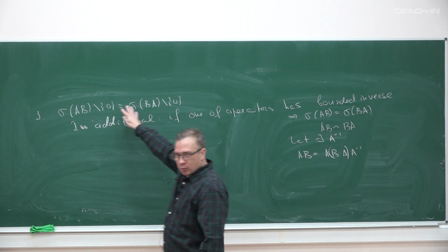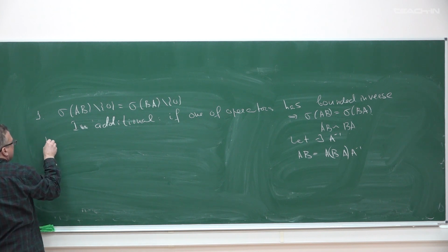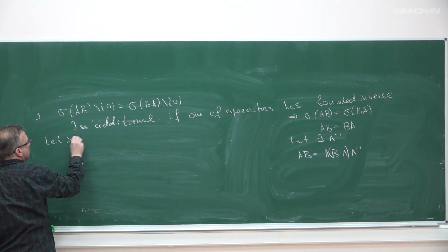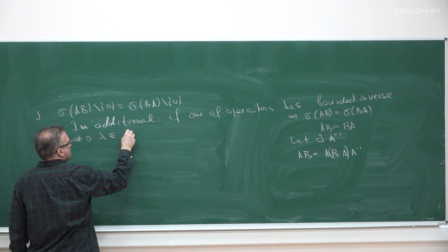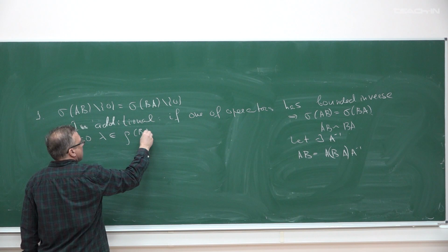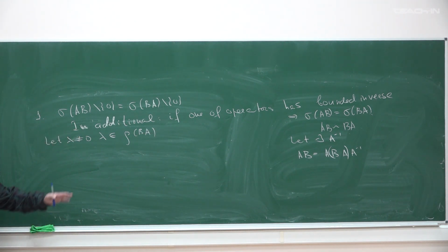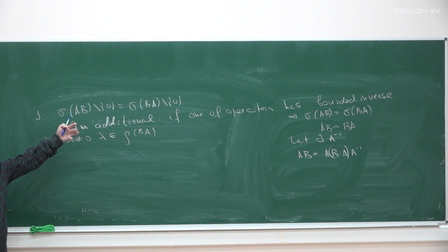But this is a more difficult situation. So let lambda be not 0 and let lambda belong to the resolvent set of BA. I hope it is clear that you can reformulate this statement in terms of the resolvent set. It is the same. So let lambda be not 0, and lambda belongs to the resolvent set.